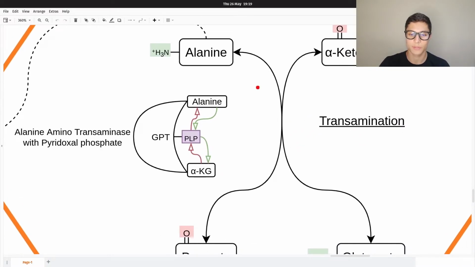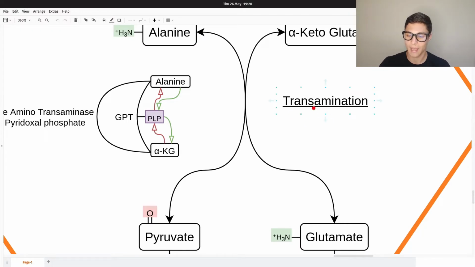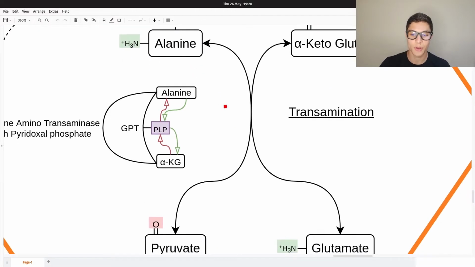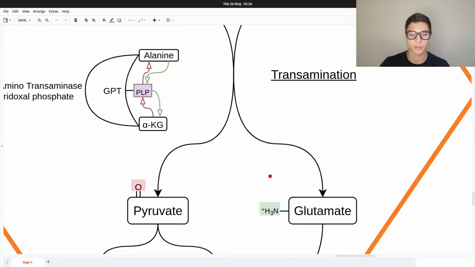It's very important because once we digest those proteins in the diet and we get them in our cells, we get those amino acids and we want to degrade them because we need energy, and transamination processes are very important for that to happen. We want the amine group from the amino acids to go to the glutamate. Glutamate has a very important role. It's going to get all the amine groups from pretty much every amino acid and store them. Glutamate is very, very important.